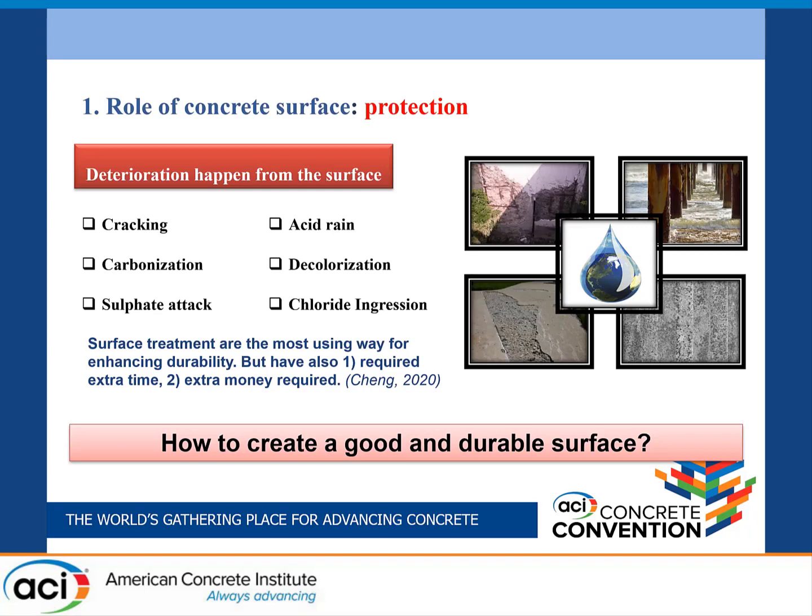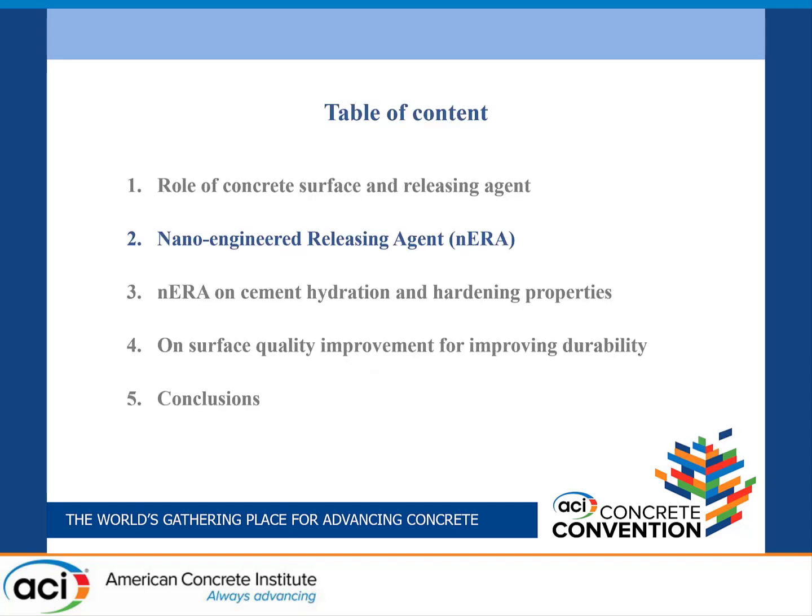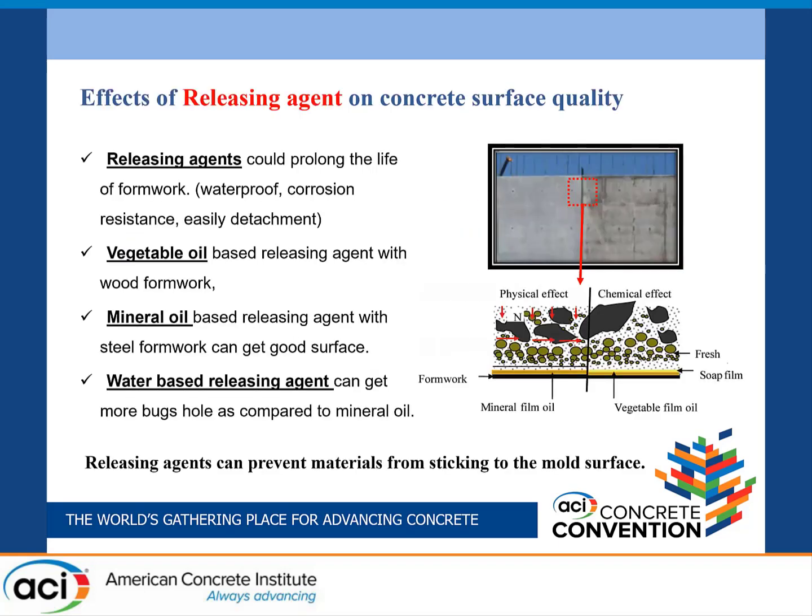So how to create a good and durable surface? This is our idea: we combine the releasing agent with nanoparticles or nanotechnology to get a good and durable surface. But releasing agents also have some problems. First of all, I want to discuss the releasing agent. A releasing agent could prolong the life of the formwork, as it provides waterproofing, corrosion resistance, and easy detachment.